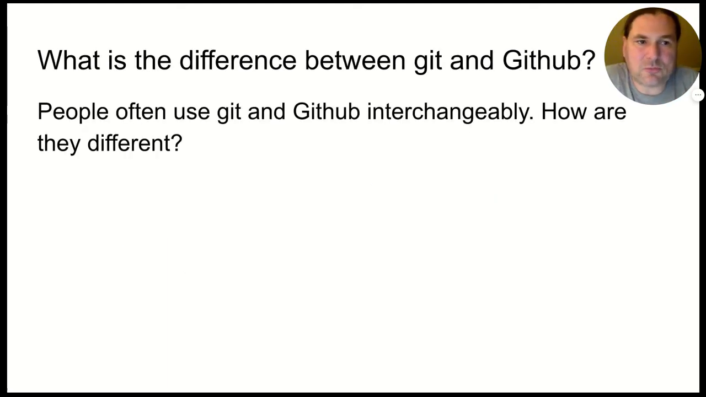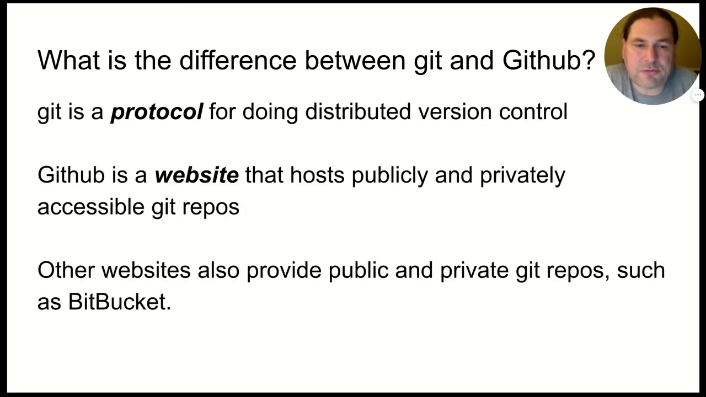Another question students often ask, what's the difference between Git and GitHub? It seems like people are using these terms interchangeably. Of course, they're not the same. Git's a protocol for doing distributed version control, right? So this process of having remotes and having your local and being able to clone and then being able to commit and then being able to push and pull, Git's the protocol that enables all of that. GitHub's a particular implementation of that protocol through this whole web service. I say website, it's really a web service that will let you host publicly and privately accessible Git repos.